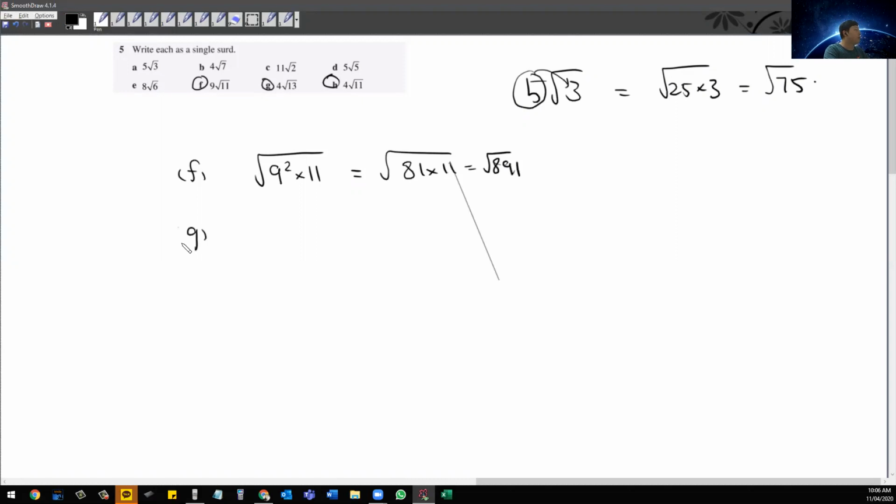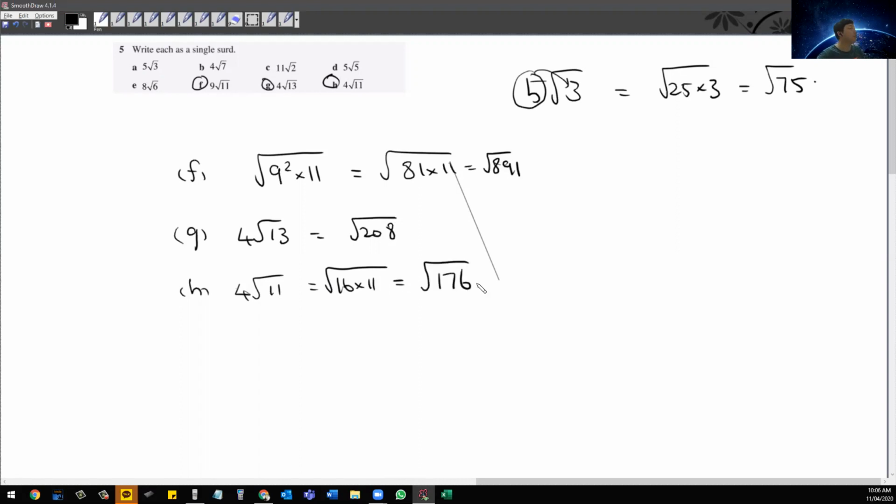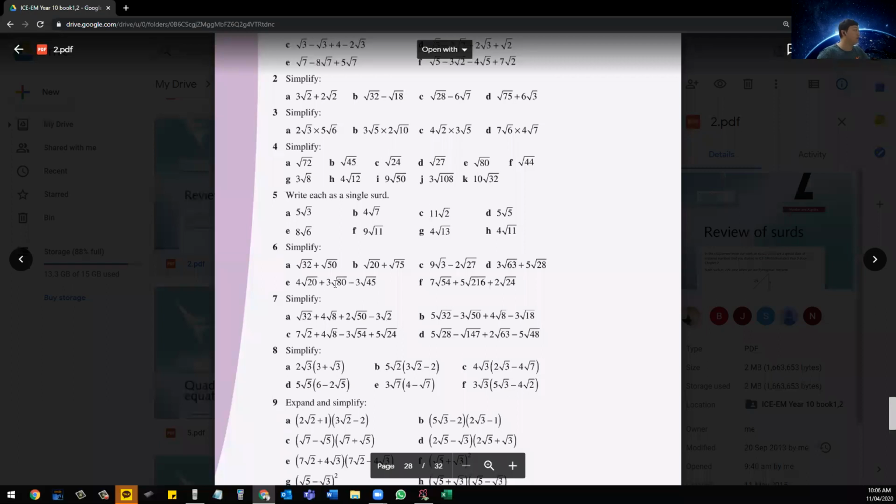And G, very simple stuff. 4 root 13. 16 goes in there, so it'll be 16 times 13. That'll be 208. And H, there's nothing difficult here. Just put that in there, then it'll be 16 times 11. You guys all get this, right? There's nothing difficult here. Good. All right, moving on.